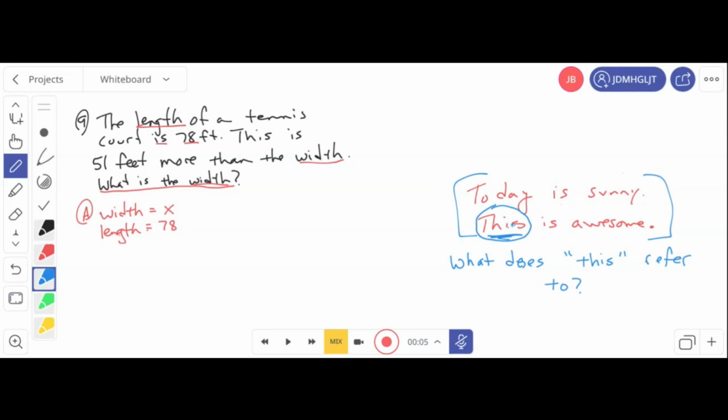Today is sunny. This is awesome. What does the word this refer to? Okay, good. I needed a few of you to say. It, in this case, is referring back to the fact that the day is sunny. The word this typically talks about or is referring to what was just mentioned. Okay, that's important.